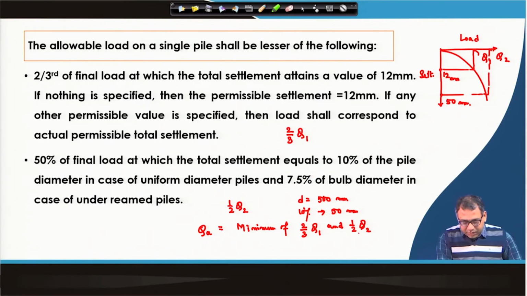So, this way we can determine the allowable load carrying capacity of the pile from pile load test data. This 10% is for uniform diameter pile, and 7.5% of the bulb diameter in case of under-ream pile. Under-ream pile means where we provide the bulb. We will discuss the under-ream pile load carrying capacity when we discuss piles in expansive soil. At that time I will discuss that.